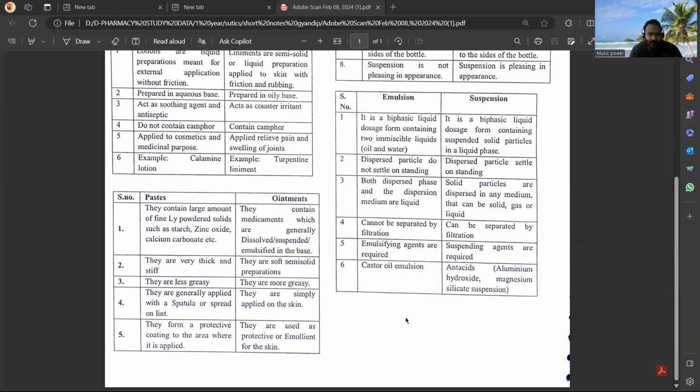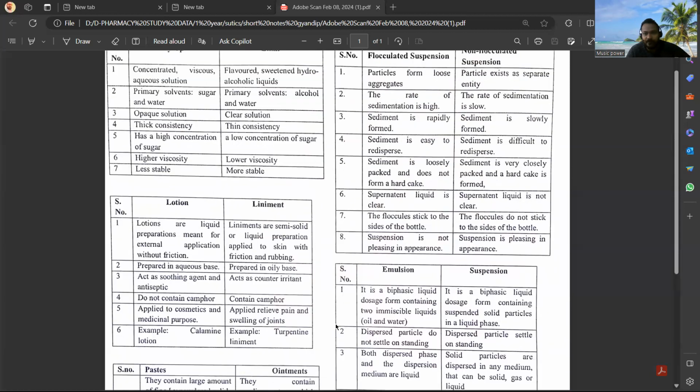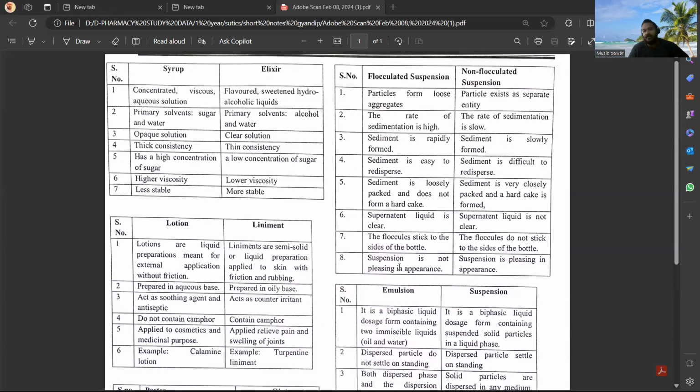Pastes are generally applied with a spatula, while ointments are simply applied on the skin. Paste forms a protective coating on the area where it is applied. Ointments are used for giving protective and emollient effect on the skin. Now, the next difference is flocculated suspension and non-flocculated suspension.